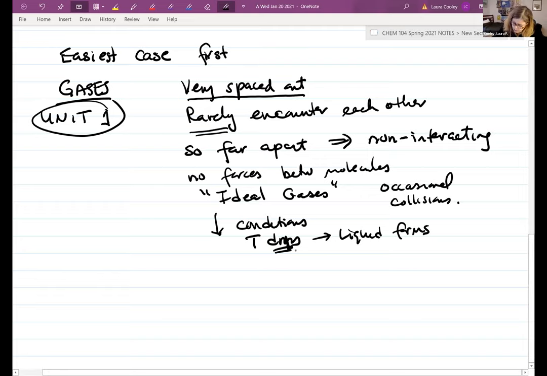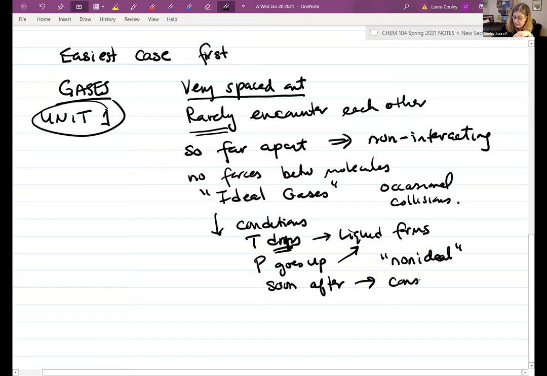So when temperature drops, you start to get interactions. Another thing that can happen is if you squeeze down on these gas molecules, increase the pressure, and put them very close together. When the pressure goes up, you can also end up getting a liquid forming. This is a situation we call the gas non-ideal at this point. And pretty soon after, you'll get condensation. So you'll get a liquid forming.